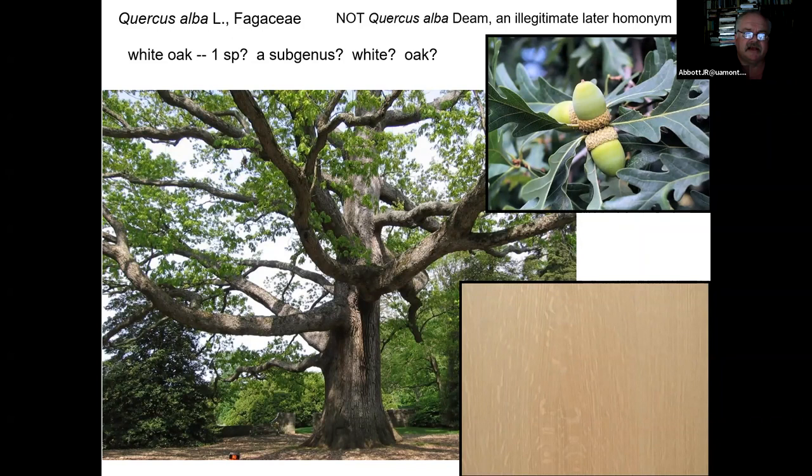But it turns out that in other countries, and even in other parts of the US, oak is also used for a lot of other words. Oak is a word that goes back thousands of years to the beginning of the Indo-European languages here. And it was more or less synonymous with tree for a while.